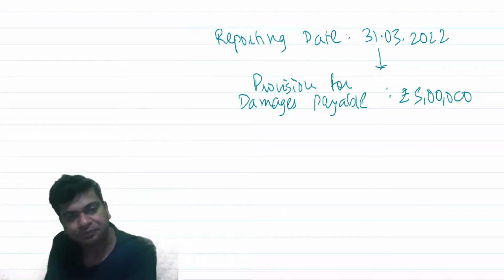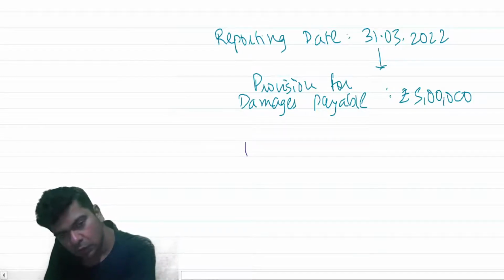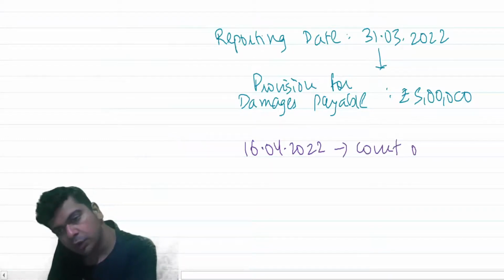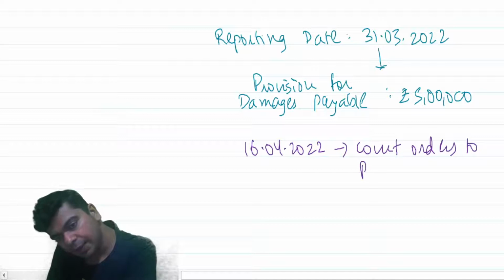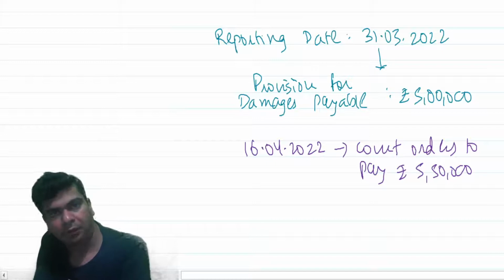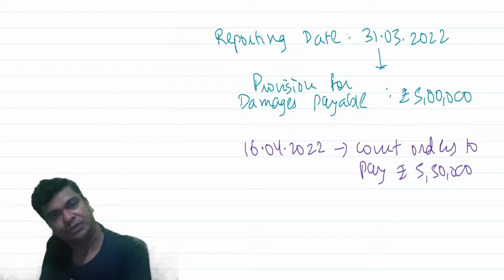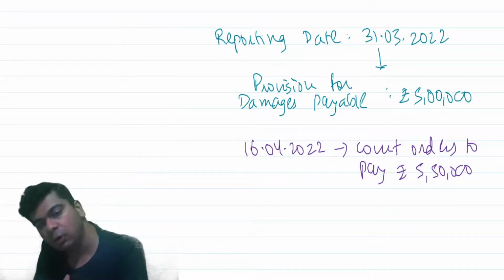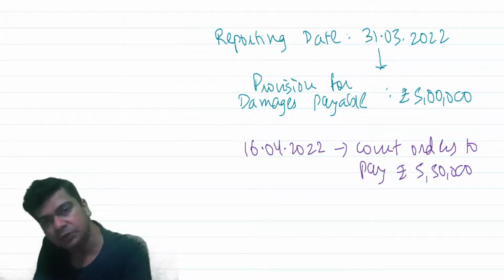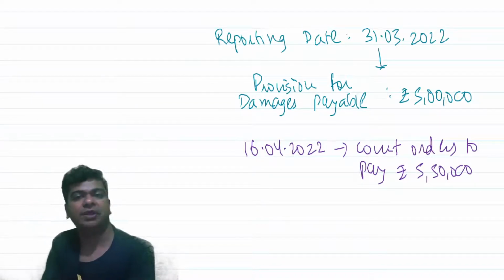Okay, now, on 16th April 2022, court orders to pay rupees 5,50,000. Right? Understand the whole thing. You have recognized a provision of 5 lakhs of rupees. On 16th April, the verdict of the court is out and the court is directing us to pay to the aggrieved party 5,50,000. Now, you have recognized a provision of 5 lakhs, but I will have to pay 5,50,000.